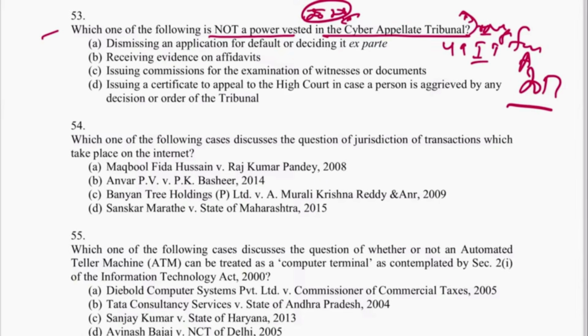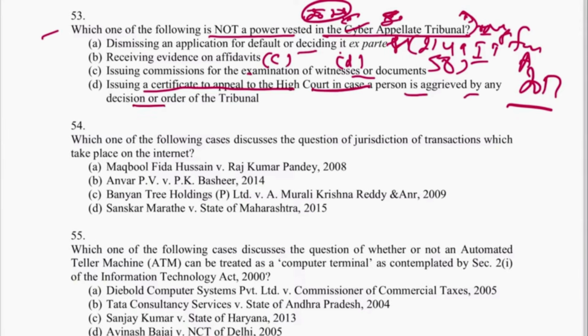So, not a power vested in Appellate Tribunal. Dismissing an application for default ex parte. Powers are mentioned in subsection 2 of section 58. This is clause F, receiving evidence on affidavit. This is clause C, issuing commission for the examination of witnesses or documents. This is clause D, issuing certificate to appeal to High Court in case a person is aggrieved by a decision or order of the tribunal. No, this is not, so D is the answer.